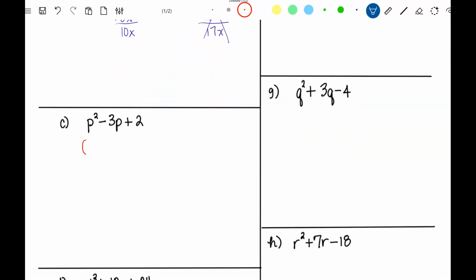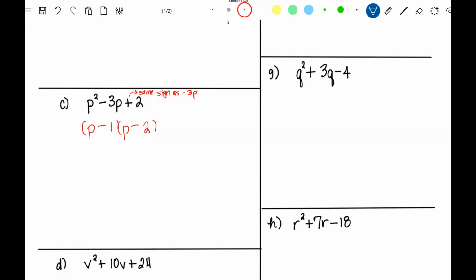Okay, start off with two binomials. P squared is p times p. There's only one way to multiply and get 2, and that's 1 times 2. This means that they have the same sign as negative 3p, so they're both negative. And you can check: negative 1p and negative 2p combine to give negative 3p.